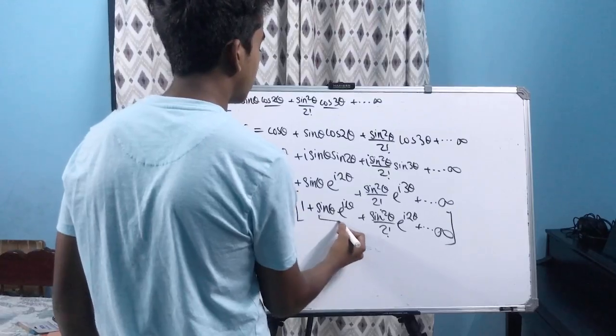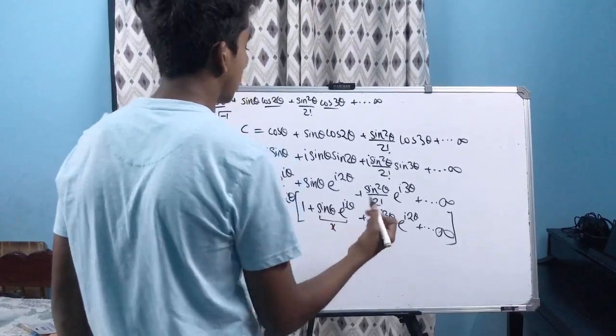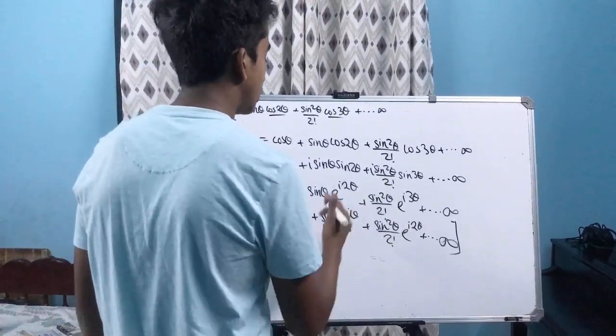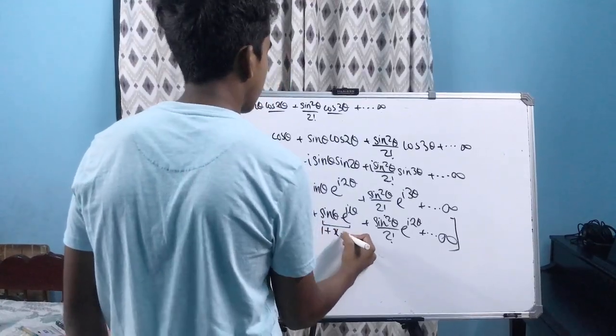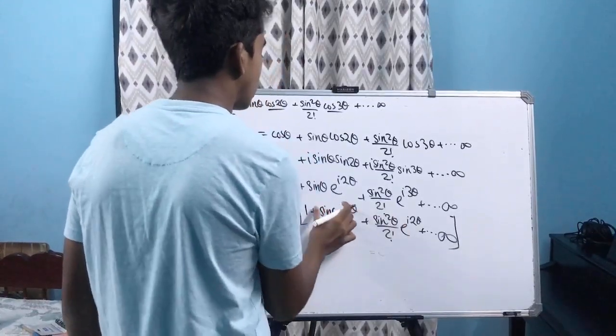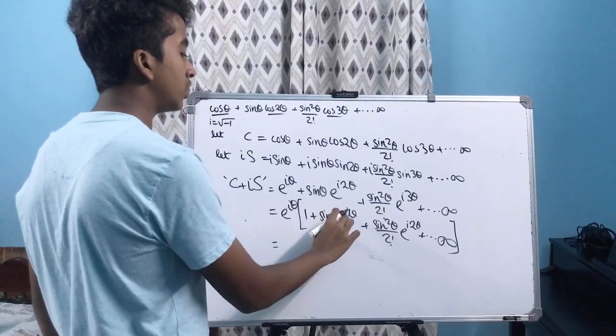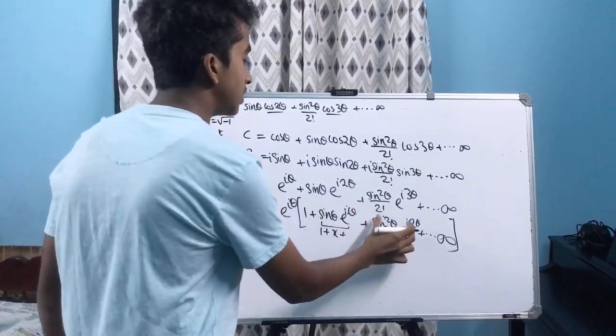If you let this term be equal to x, suppose, this whole series will look something like 1 plus x plus, look, here if you square this you get sin squared theta e raised to 2i theta, and that's exactly this.